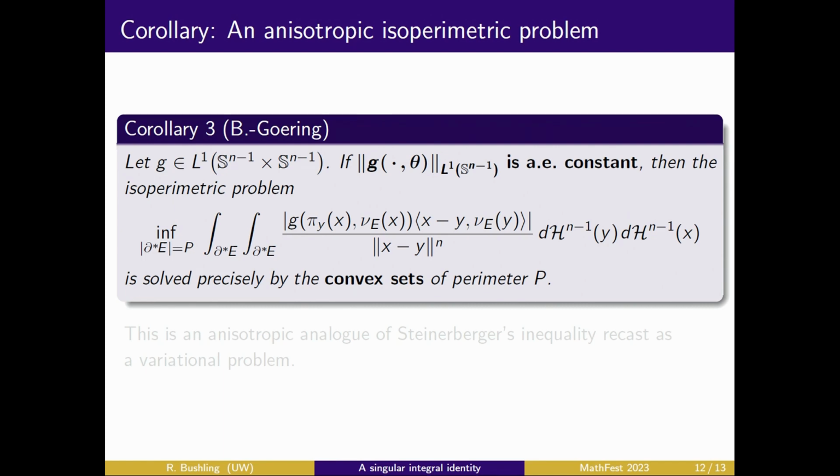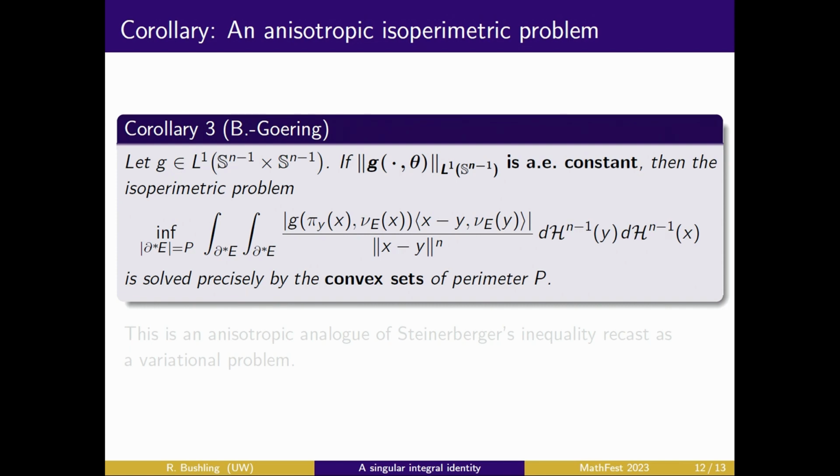And what's this problem? So we're taking the infimum over all bounded sets of finite perimeter P, of this double integral with respect to surface measure. And what's the integrand? Well, it's what we've been working with this whole time. Instead of f of pi_y of x, I now have g of pi_y of x, comma, nu_E of x. So I've reintroduced dependence on the normal vector at x. And I've also reintroduced those absolute values that we haven't seen since the very beginning.